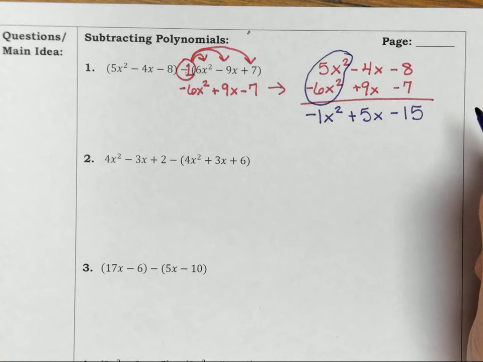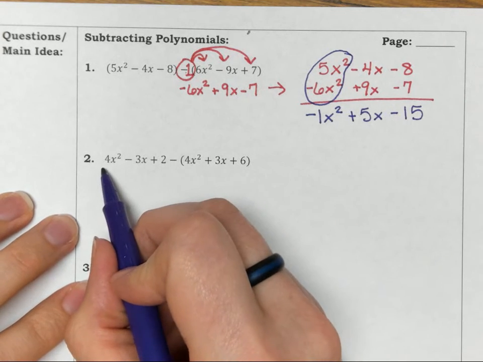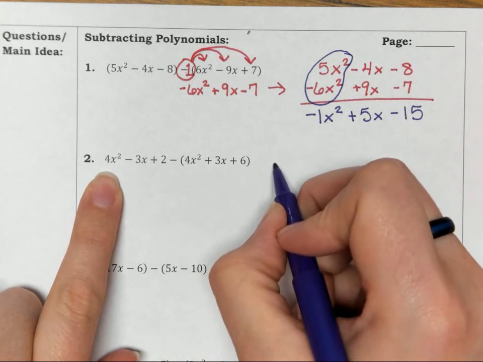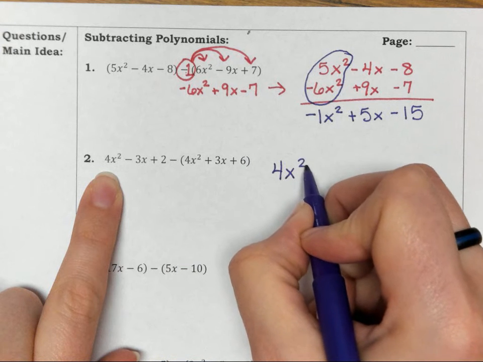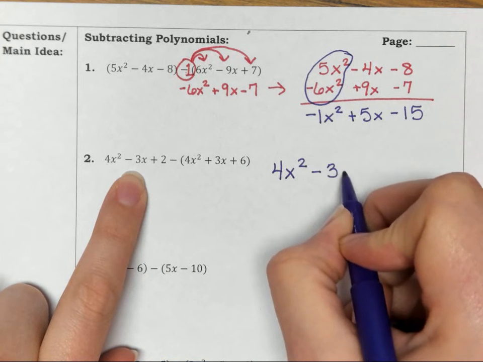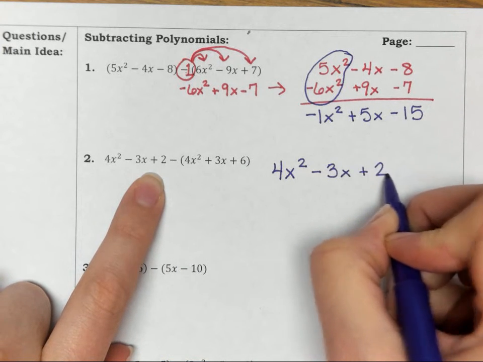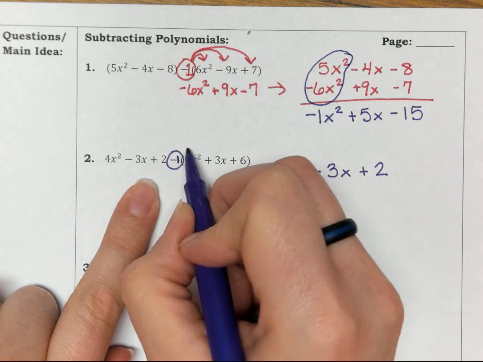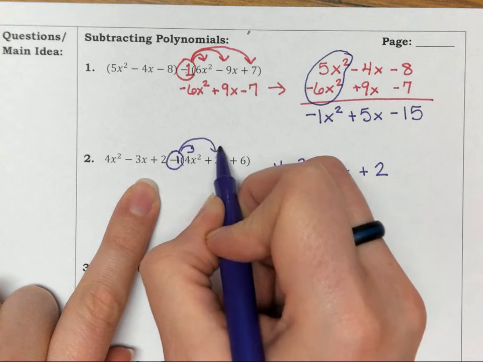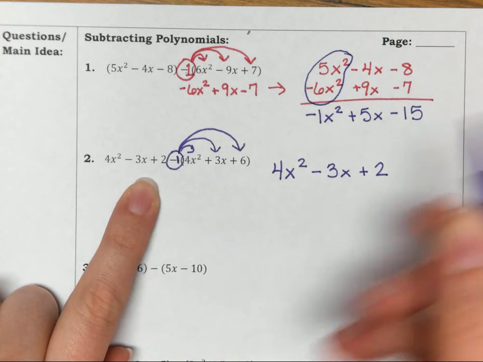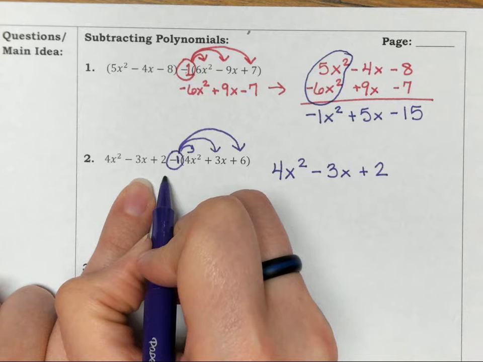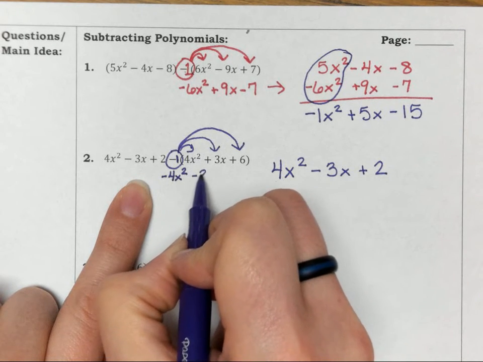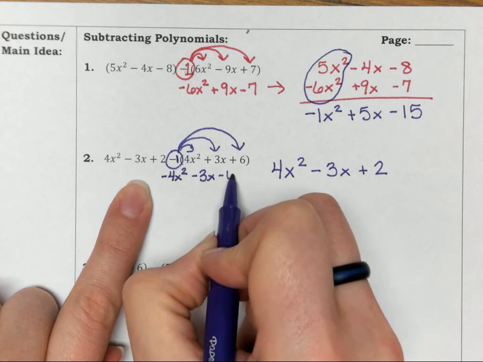Number 2. I'm going to rewrite the first part here. So I have 4x squared minus 3x plus 2. And then this negative means I have a negative 1, and I distribute it to everything inside the parentheses, which gives me negative 4x squared, negative 3x, and negative 6.